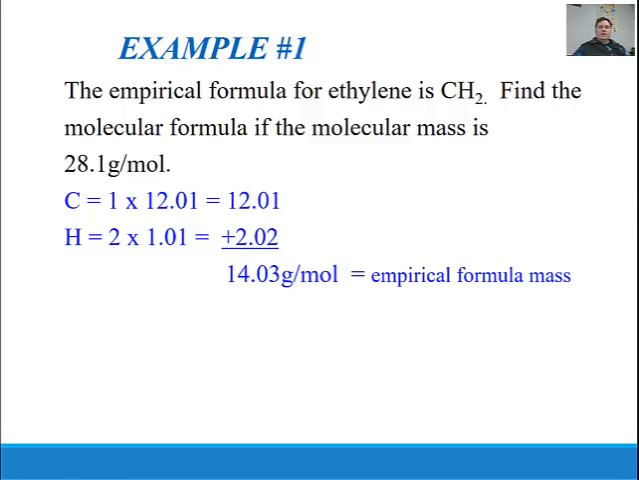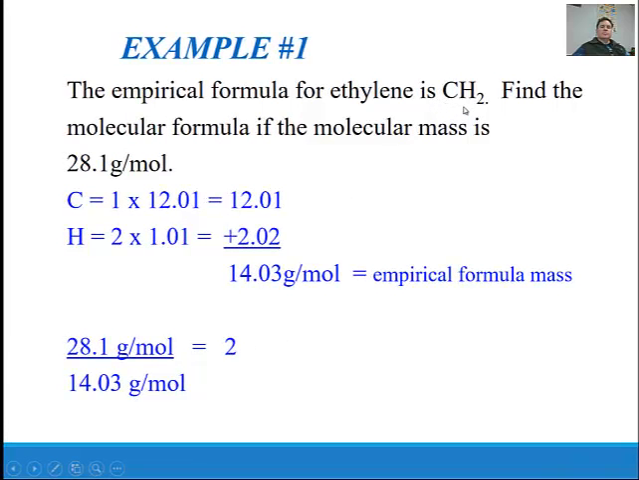Now you're going to take your molecular molar mass, divide it by your empirical formula mass, and get your multiplier. So your multiplier is 2. So what you're going to do now is take 2, multiply it by each of the subscripts up here, and you'll get your molecular formula. So CH2, when we multiply by 2, becomes C2H4.